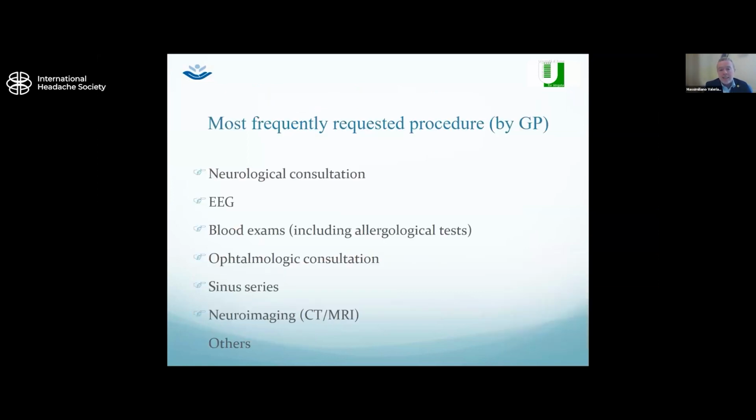So here you can see the procedures which are more commonly requested by the GP: neurological consultation. Unfortunately, I must say that this is not an initial request, because usually we see children who were previously visited by odontostomatologists, posturologists, gnatologists, and so on. Then EEG, blood examination, ophthalmologic consultation, X-ray for nasal sinus, and neuroimaging. So I would try to examine deeply some of these requests.